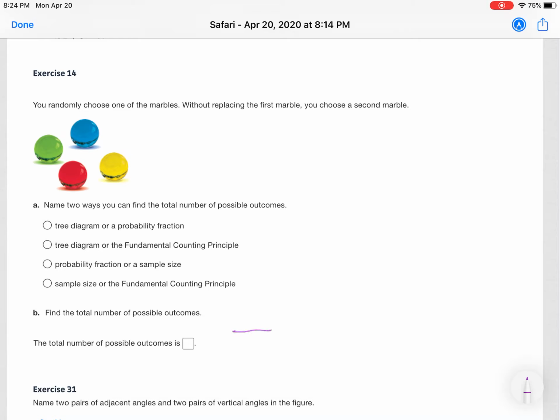So if we use the fundamental counting principle, we're going to multiply 2 numbers together for our first pick and then our second pick. So the first pick could be any of the 4 marbles. And then the second time, there's 3 options. So you would multiply those together in order to figure out your answer. That's one way to do it. The other way to do it would be to make a tree diagram. So I will also show you how to do that. Both ways will get you the same answer. So for this question, it doesn't tell you which one you have to do, so you can choose.